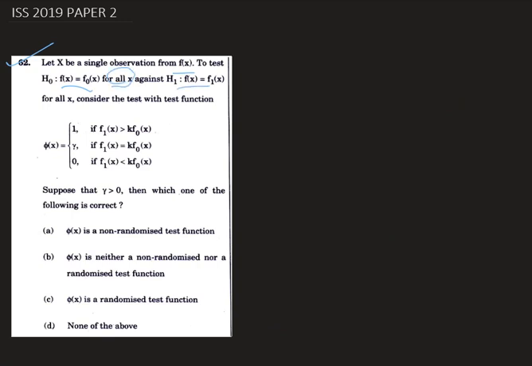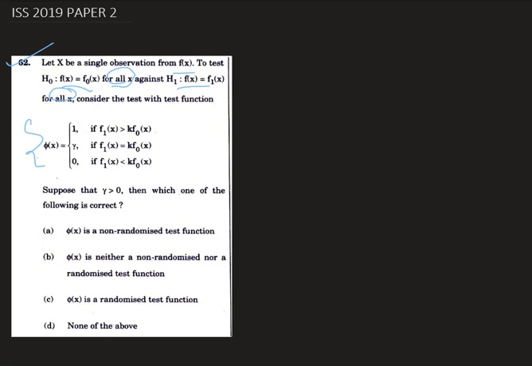that Fx is equal to F1 x for all x, consider the test with the test function phi x, which is equal to 1 when f1x is greater than k f0x, gamma if f1x is equal to k f0x, and 0 if f1x is less than k f0x. Now suppose that gamma is greater than 0, then which one of the following is correct? Is it option A, that phi x is a non-randomized test function, option B, phi x is neither a non-randomized nor a randomized test function, C, that is, phi x is a randomized test function, or D, that is, none of the above?